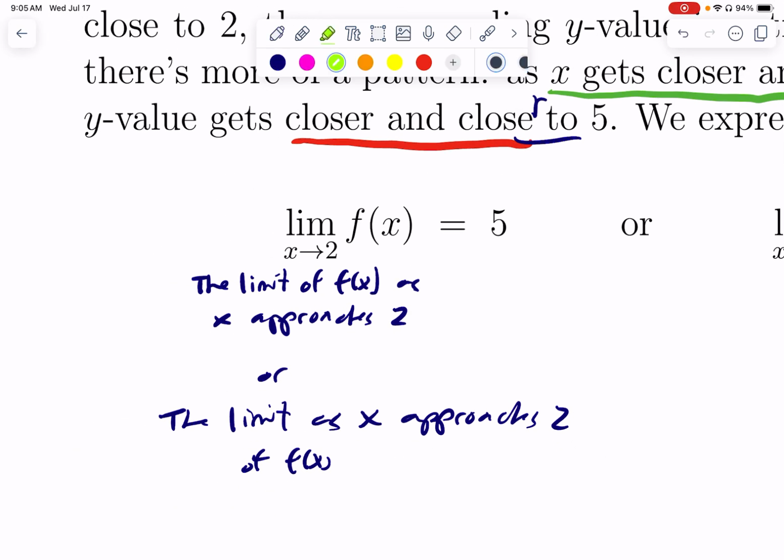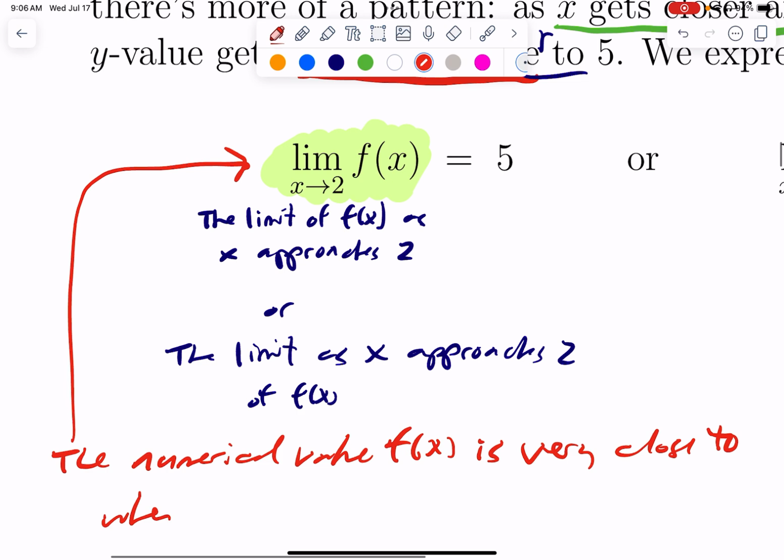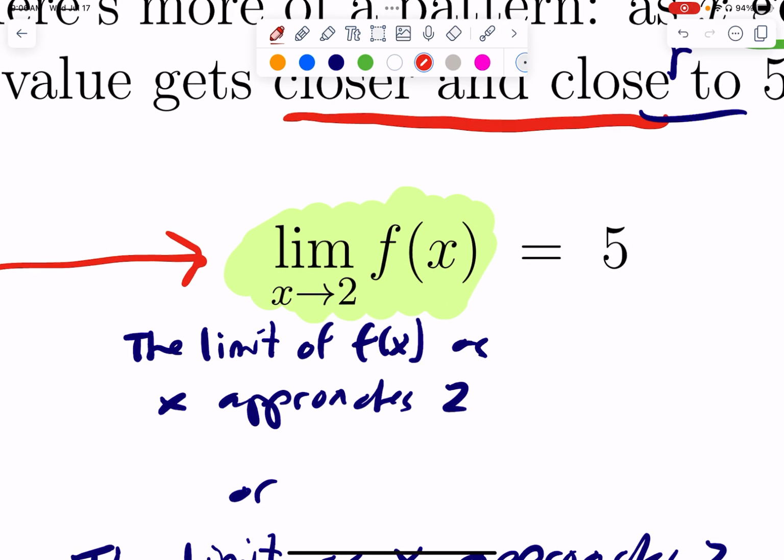What this whole thing means is the numerical value f of x is very close to when x is very close to 2. That's what this highlighted thing means. It means what is the numerical value that y, that f of x, is very, very close to, assuming x is very, very close to 2.